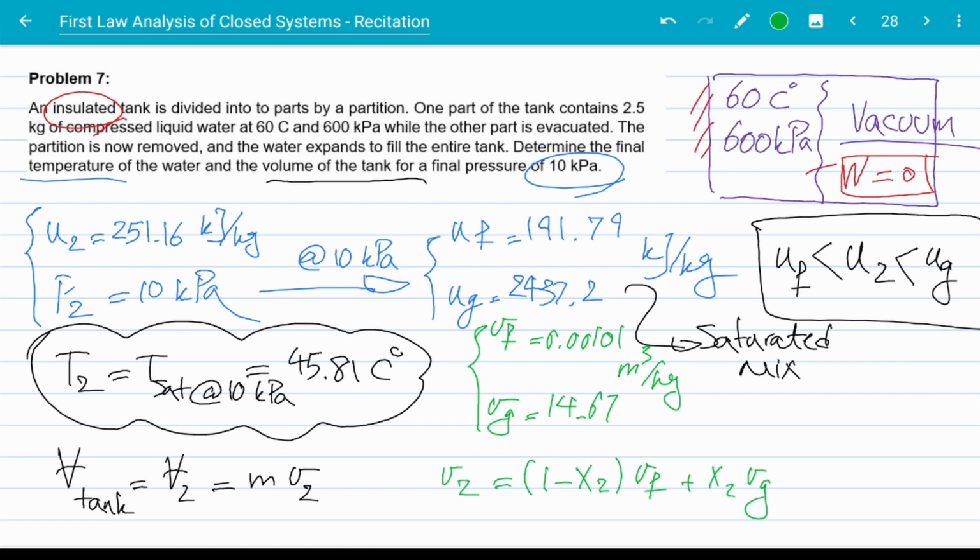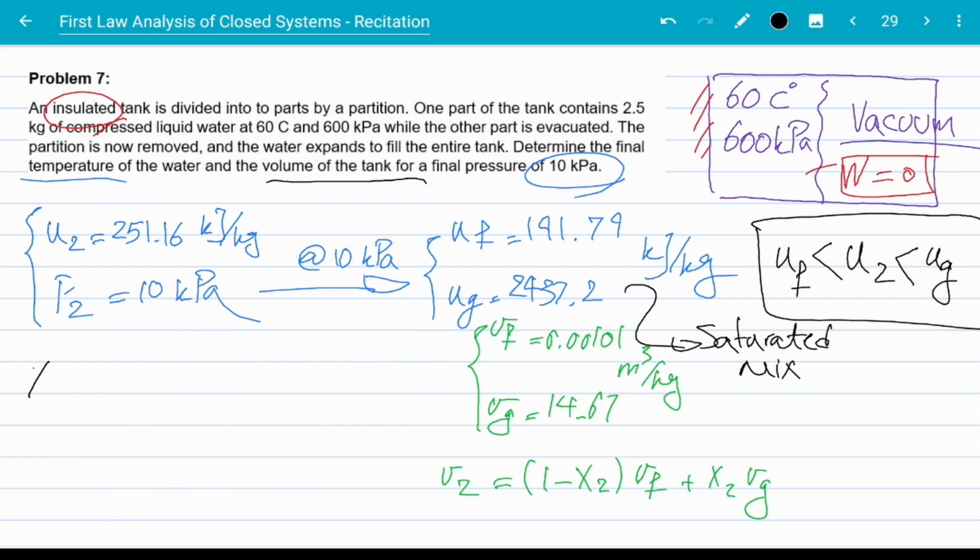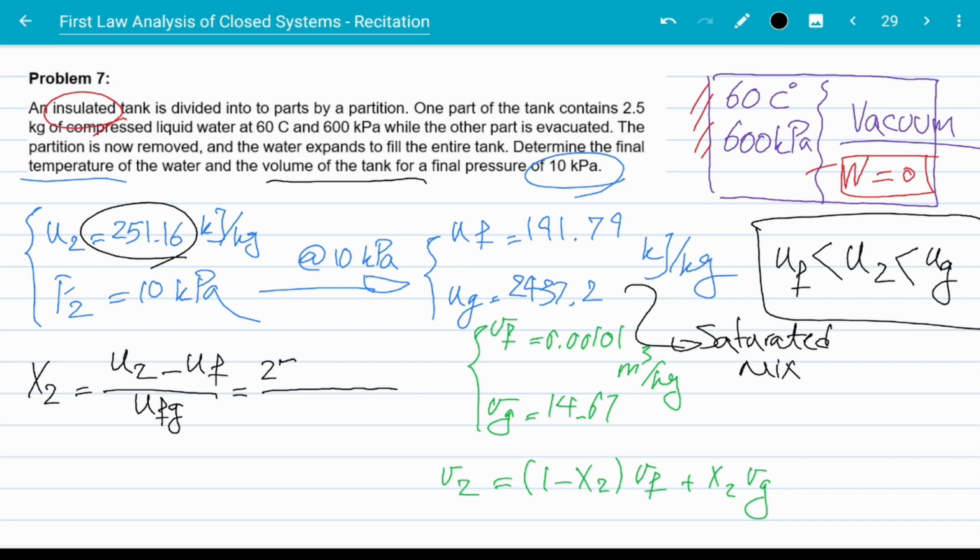Now what is x2? I need to calculate it first. So in order to calculate x2, I'm going to use the internal energy at state 2. I'm going to say x2 is internal energy 2 minus internal energy of saturated liquid over u_fg, or the difference between the internal energy of saturated vapor and saturated liquid. Now plug in numbers. We have 251.16 minus 191.79 over 2,245.4, which gives me quality x2 is 0.026 or 2.6%.